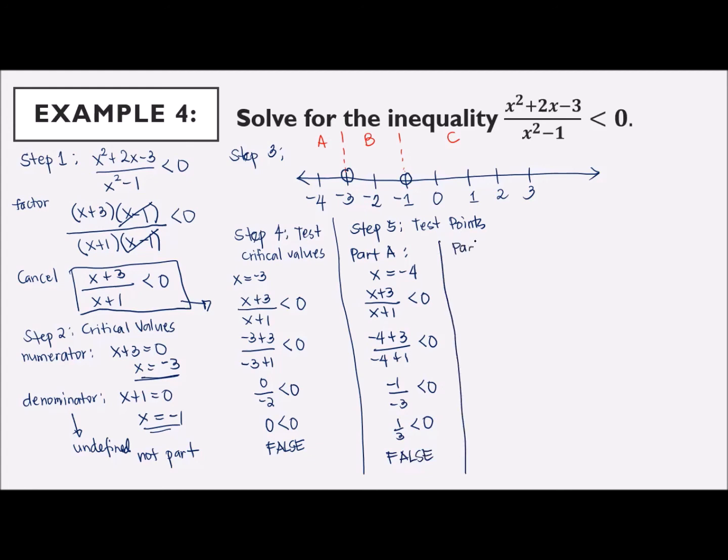Next one, part B. So, part B, nasa kalagitnaan. Pagitna ng negative 3 tsaka negative 1. So, obvious. Kunin natin si negative 2. Ma'am, minsan, paano pagka gitna ng negative 2 tsaka negative 1? Kunin niyo yung fraction. So, carry lang yun. Okay lang kahit fraction.